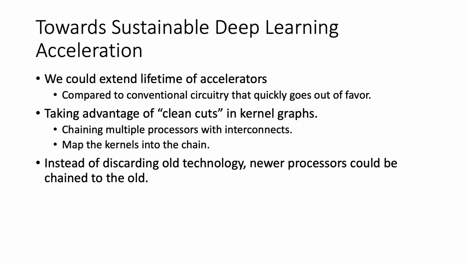And as we're doing this, one thought is to really focus on more sustainable deep learning architectures and acceleration. Typically, a new chip comes out and the old ones become obsolete fairly quickly. Because of the nature of the kernel graphs, if we simply provide enough bandwidth in and bandwidth out, we can map the kernels across multiple accelerators and extend the useful lifetime of an accelerator and add on to an existing system by simply chaining a new processor on. And this hopefully gives longer life and lets older technology be combined and used effectively with newer technology.